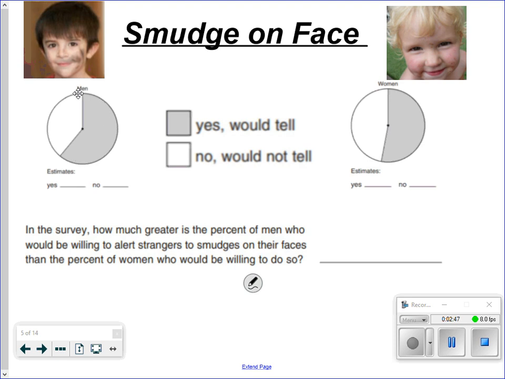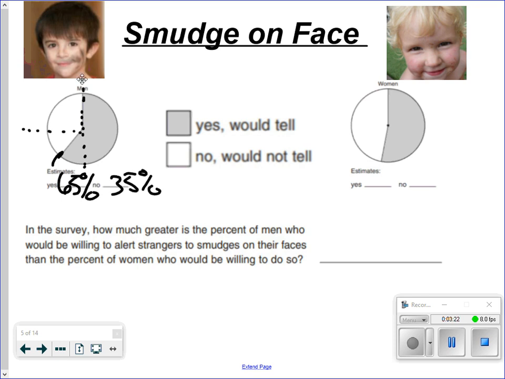If this line came all the way down, that would be 50% of saying yes. It's past 50. This mark right here would be 75%. So I would put this mark right around 65%. 50 to 75, about 65% would say yes, they would tell. If that's 65%, 100 minus 65 would give me 35% for an answer.